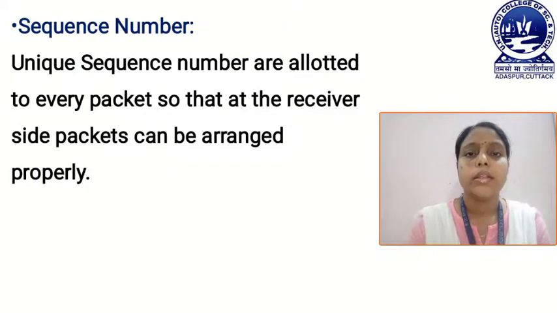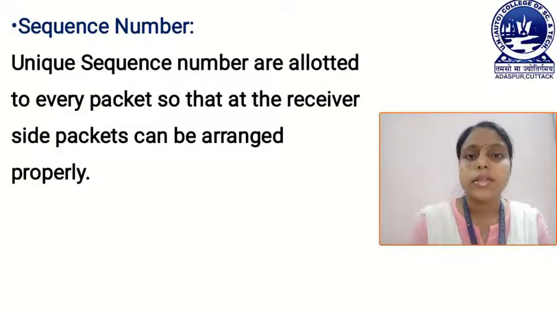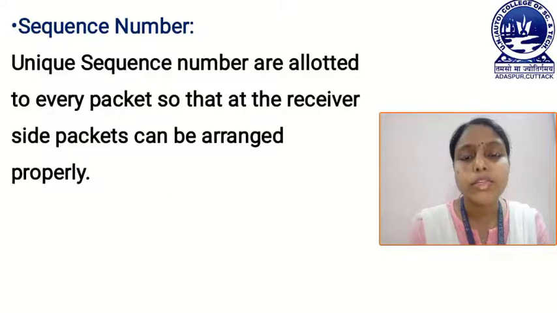Then the next field is the sequence number, and here the sequence number is a unique number which is allocated to every packet so that at the receiver side packets can be arranged properly. That means the sequence number is nothing but a number which is allocated to every packet, and the sequence number is a unique number.